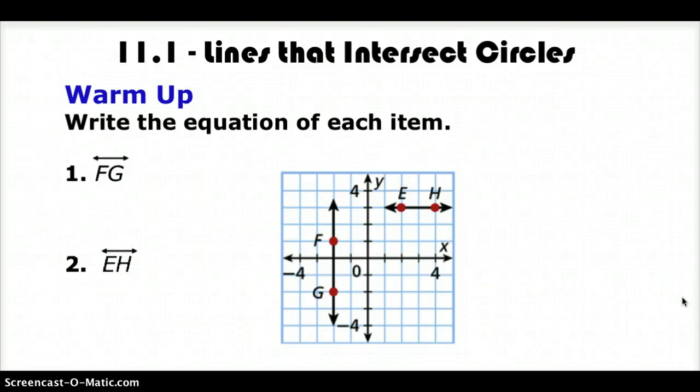All right, so in chapter 11, we're going to talk all about circles. We've talked some about circles already. We've talked about maybe what a radius is, what a diameter is, and how there's a center of a circle that's a fixed distance away from any point on the outside circle or that curved surface.